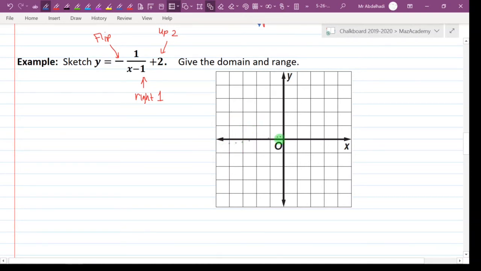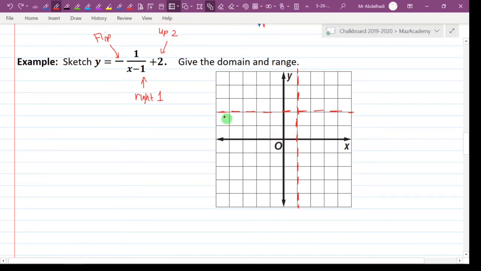What used to be the y = 0, the x-axis, is now going to go up 2, and that means our new horizontal asymptote is going to be right here. What used to be our y-axis at x = 0 is now going to be at x = 1. So to the right 1, that's going to be over here. So move your asymptote before you try to draw the graph, whether you're making a table or whether you're just sketching. We are sketching, so we're not going to worry about making a table for this one.